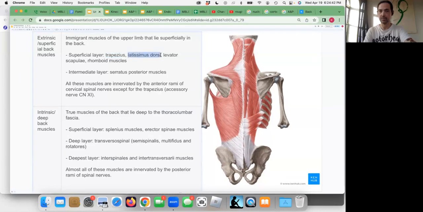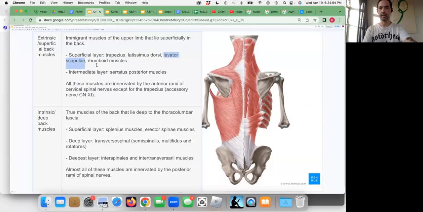The latissimus dorsi, another big muscle. I think it may be the biggest muscle in the body. The levator scapulae muscle right here. And then the rhomboid muscles. There are two rhomboid muscles: a minor and a major. The superior rhomboid is smaller, and the major is the bigger one.